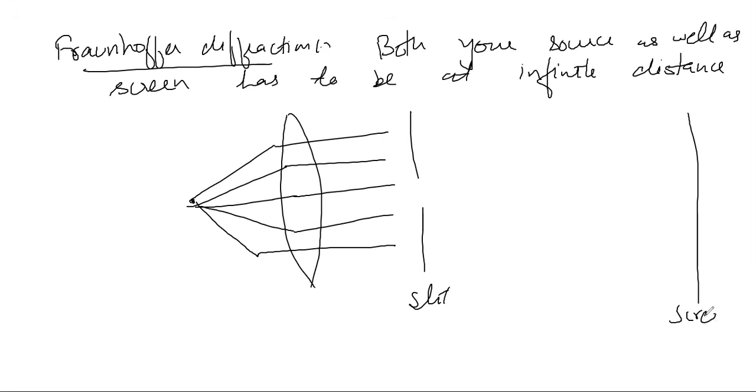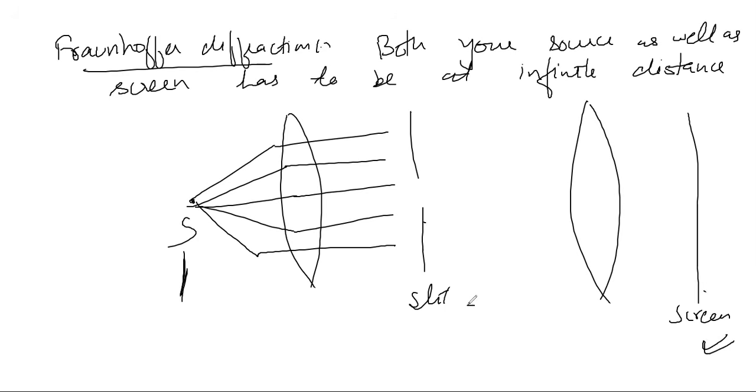Somewhere here would be your screen. You again place a convex lens here so that it would again seem as if your screen is at an infinite distance from the slit also. So this would be your source, this is going to be a slit, and this is going to be a screen. In Fraunhofer diffraction pattern, both this source as well as this screen has to be at an infinite distance from the slit. आपका source, screen दोनों को slit से infinite distance पे होना चाहिए.